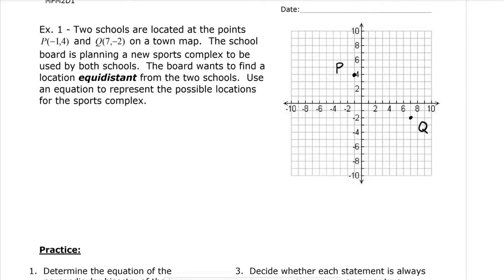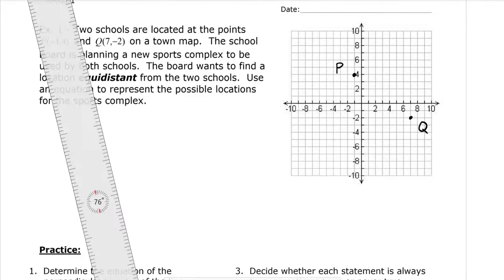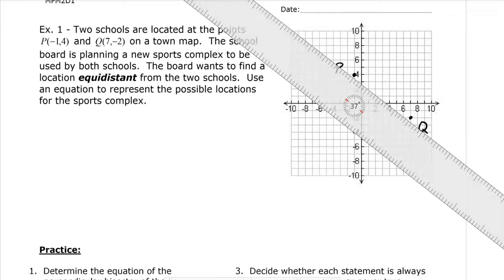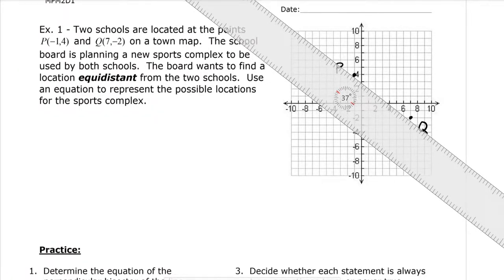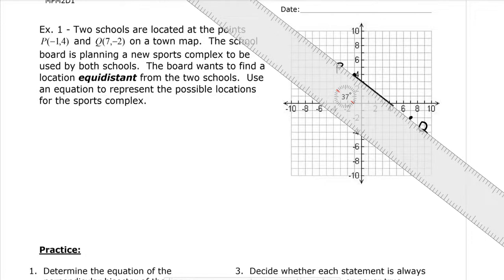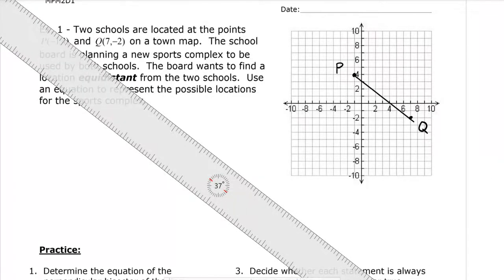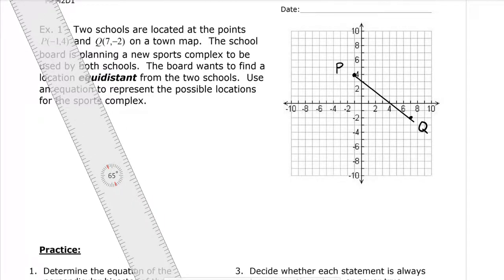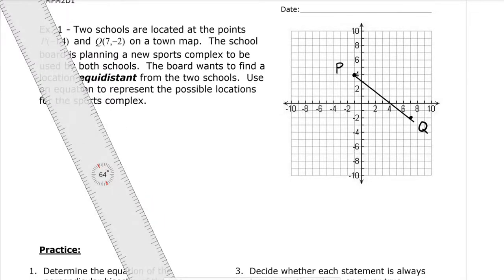The school board is planning a new sports complex to be used by both schools. The board wants to find a location equidistant from the two schools. Use an equation to represent the possible locations for the sports complex. So I'm going to connect my points P and Q. Okay, and the word equidistant means that you want to find a point that's equal in distance from either school, from school P or Q.